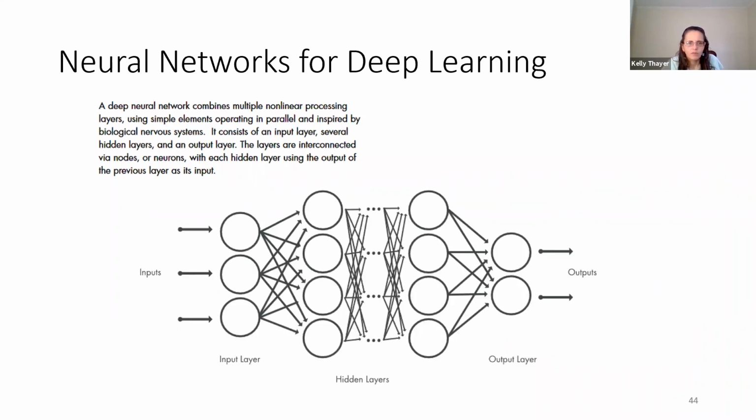We also have neural nets for deep learning. A neural network is going to combine multiple nonlinear processing layers using simple elements that are going to operate in parallel. This is based on a model from the biological nervous system. It contains an input layer, several hidden layers, and an output layer. The layers are going to be interconnected via nodes or neurons, with each hidden layer using the output of the previous layer as input. What it means by hidden is that we may not actually get the information out. We may not know why the probability is that, just that it proceeds through these various states. And then what we're really interested in is just the input and the output.